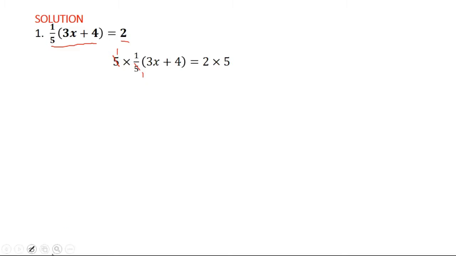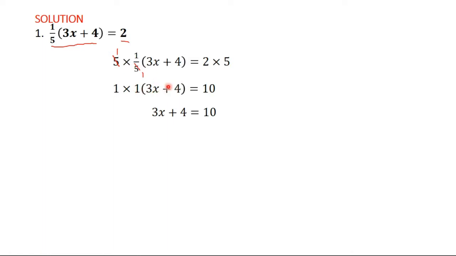Now after this cancellation, you can see we are going to have 1 over 1, which is also 1. So you are going to have 1 times 1 over 1, which is 1. Then what we have in the bracket, 3x plus 4. 2 times 5 will give us 10. Now, 1 times 1 will give us 1.